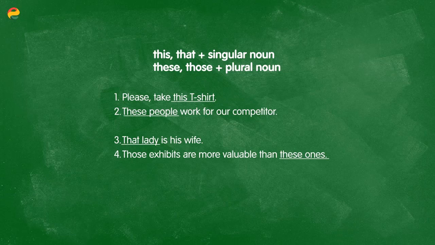Next, that lady is his wife. Now, I'm only talking about one lady, so I use that. But if I say that those exhibits are more valuable than these exhibits, I'm talking about those exhibits, plural, over there. And if I'm comparing them, I'll usually use one form, either this or that, or these or those, and then I will switch to the other form. This is more than that, or that is more than this. These are more than those. We will normally switch between them.